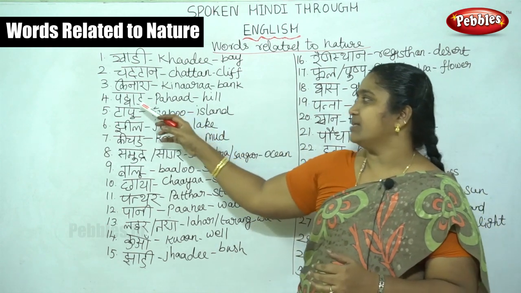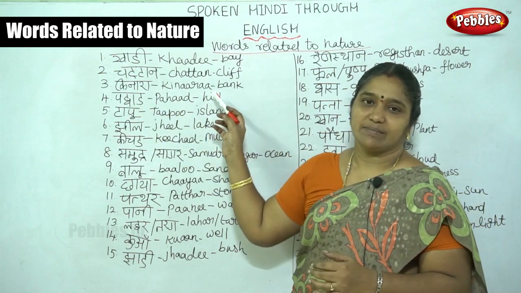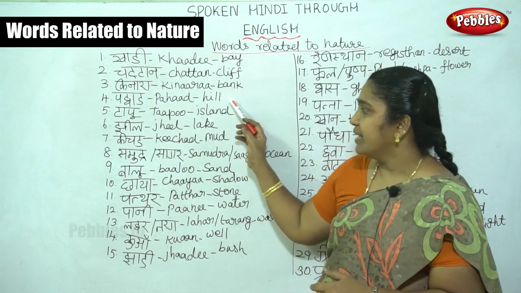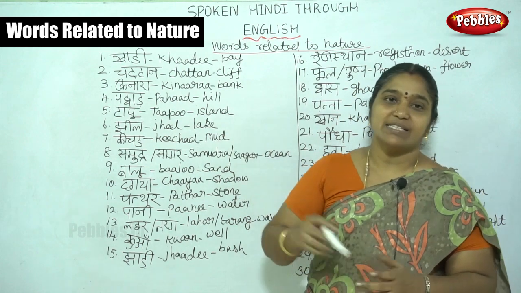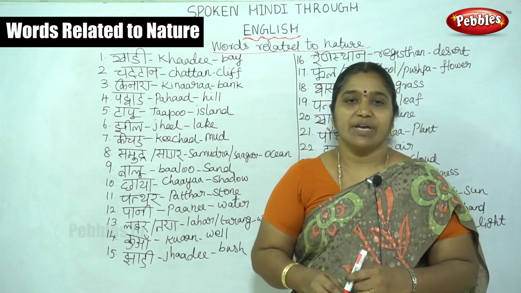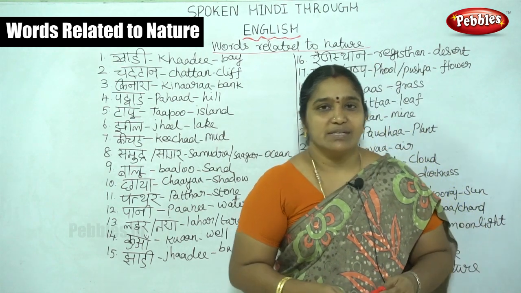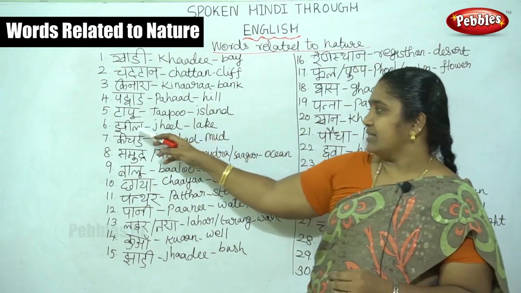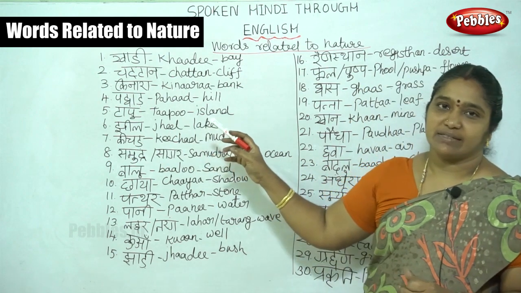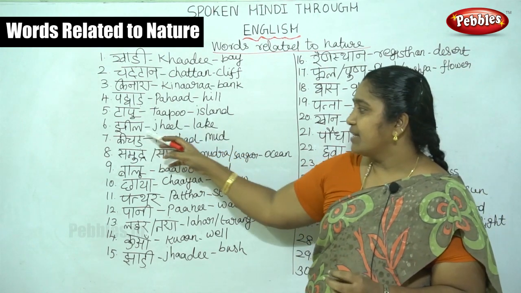Then Pahad. Pahad means hill. Then Tapu. Tapu is an island. Sri Lanka is a Tapu. Tapu means island. Then Jil. Jil means lake.